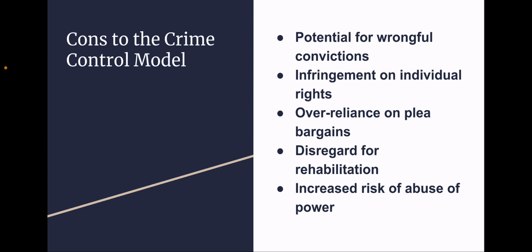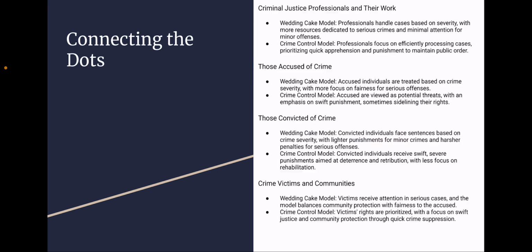So, when we compare these two, I think the wedding cake model views criminal justice professionals as handling cases based on severity, dedicating more time and resources to serious crimes and providing minimal attention to minor offenses. It emphasizes fairness for the accused, especially in serious cases. Convicted individuals are sentenced according to the severity of their crimes, with lighter punishments for less serious offenses and harsher penalties for more severe ones.